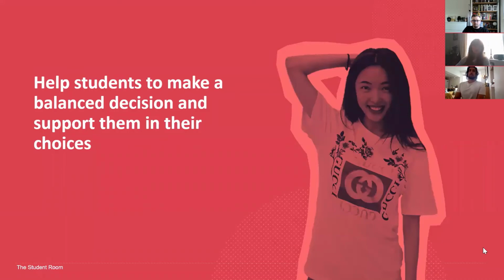Yeah, and as well, I think it's really important to help students make a balanced decision and support them in their choices. So as I was saying earlier, remain as impartial and neutral as you can. Don't try and come across as trying to influence or advertise the university. Really try and be as balanced as you can. Next slide, please.